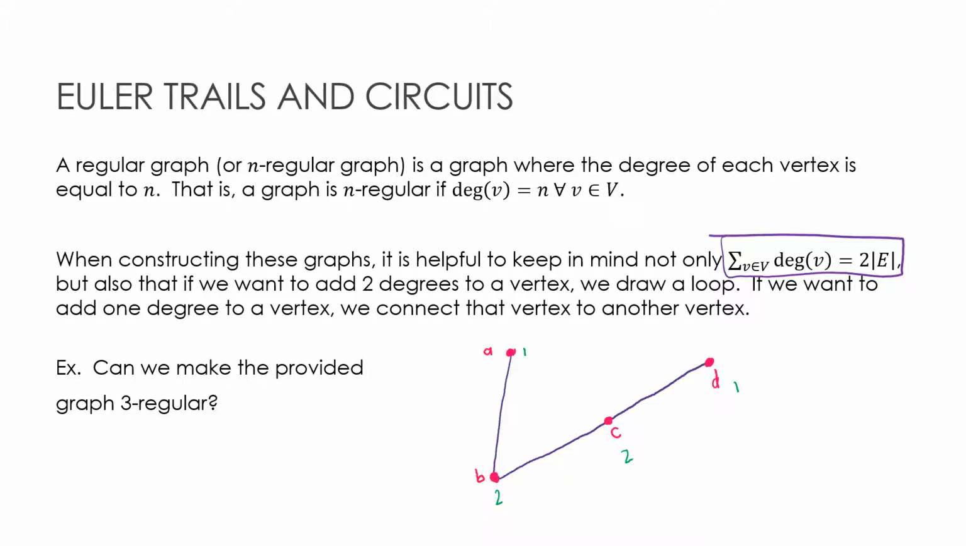And the question is, can I make this a 3-regular graph? Well, I could add another edge connecting B and C. That would make this 3 and 3. And then I could just get crazy and add a loop to each of these, which would make this 3 and 3. So this could now be a 3-regular graph. Is that the only way I could have done it? No, of course not. I could have done it other ways, but the question has now been answered. Yes, I can make the graph 3-regular.